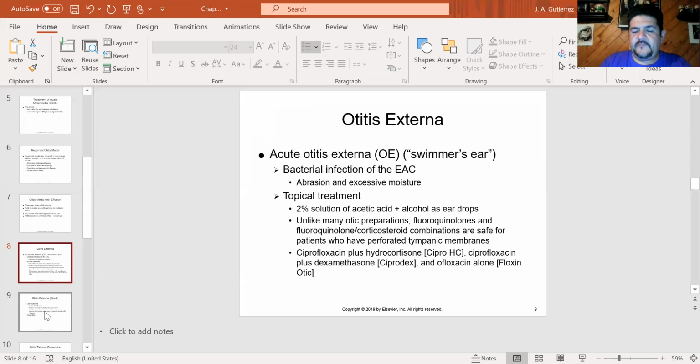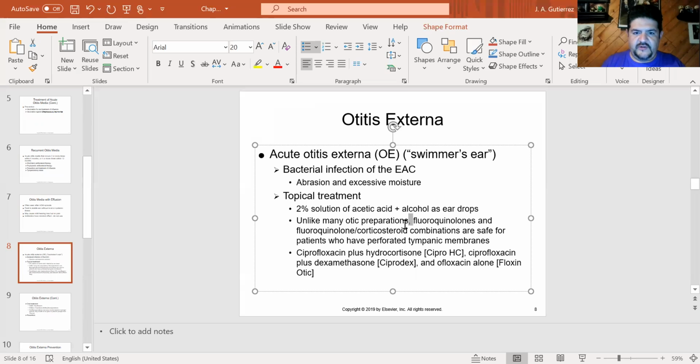Regarding infections of the external part of the ear, usually fluoroquinolones. This is an antibiotic. Fluoroquinolones are very commonly used, or fluoroquinolones with a steroid. So we have an antibiotic with a steroid, or it can be ciprofloxacin and hydrocortisone. Same thing, antibiotic with a steroid.